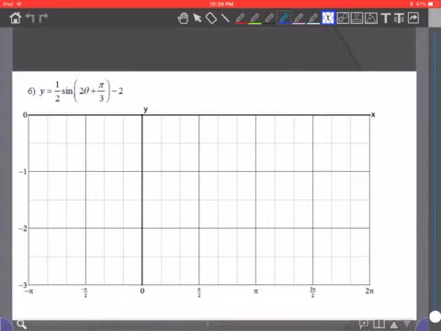Okay, last one, number 6. We have all of our transformations here. So we're going to start with that negative 2. So I go to negative 2, and I draw my new axis. My amplitude is a half, so from that negative 2, up a half, down a half.